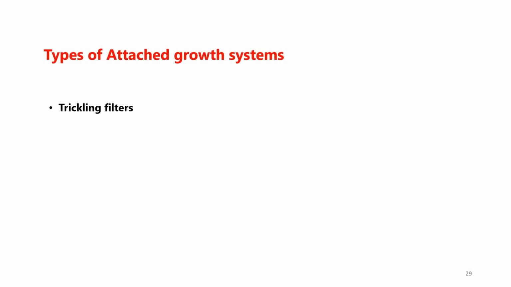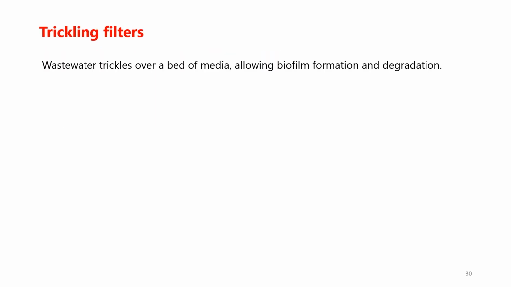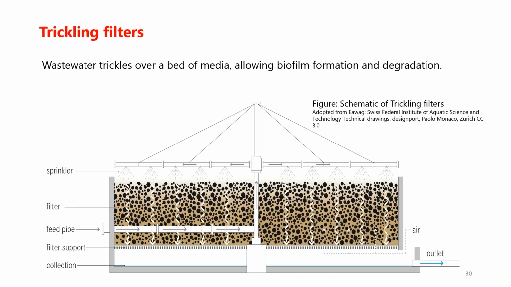So, what are the different types of attached growth systems? We have trickling filters, rotating biological contactors, and moving bed biofilm reactors. In trickling filters, wastewater trickles over a bed of media, allowing biofilm formation and degradation.